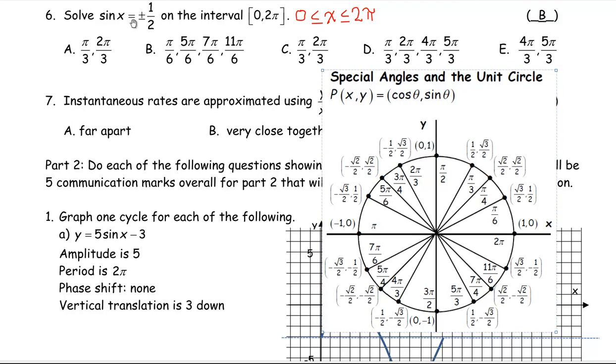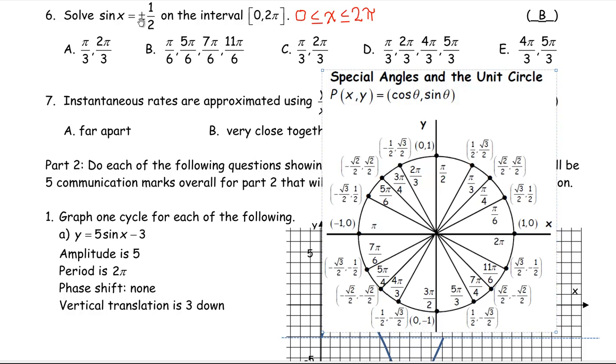So we're looking for where sine is plus or minus a half. So we're looking for y-coordinates of a half. And so there's one right there. So the angle will be pi over 6. And we rotate all the way around to that point to find another one, and that would be the angle of 5 pi over 6. So B is actually the correct answer. So pi over 6, 5 pi over 6.